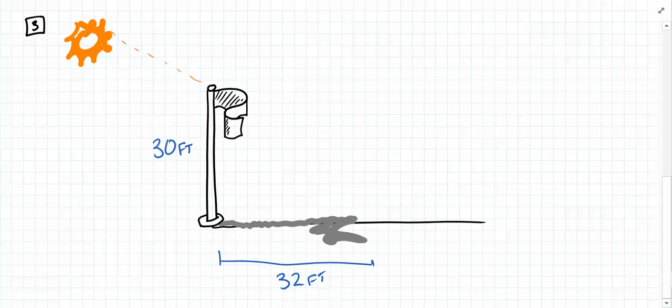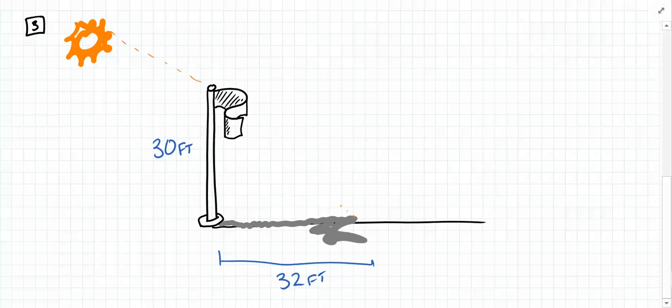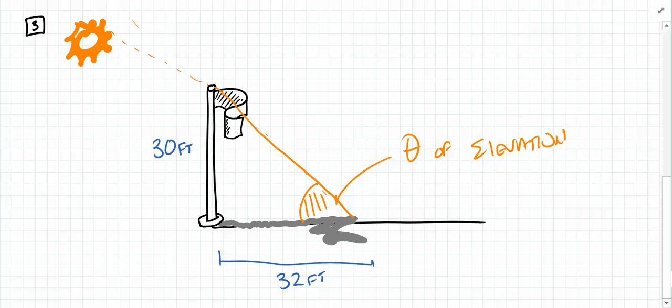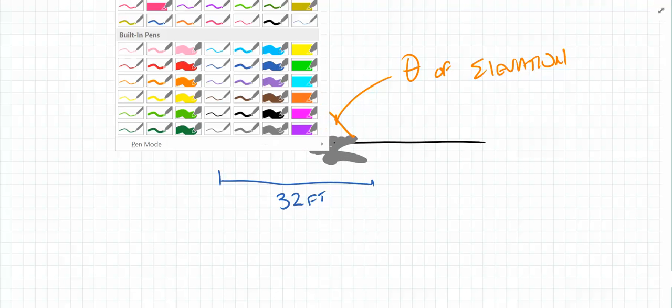Okay? So the question that I have for you is, what is the angle of elevation to the sun in the sky? So if I were to draw this triangle, I'm looking for this angle here. This is my angle theta of elevation. That's what we're trying to figure out. We're going to use trig to do it. Again, I'm going to use tangent.